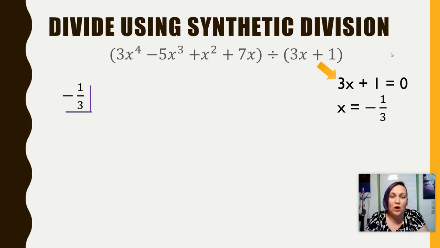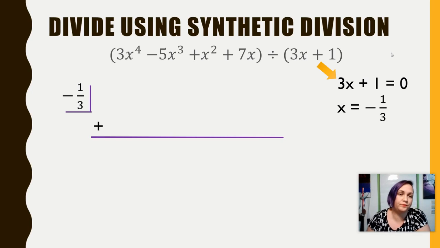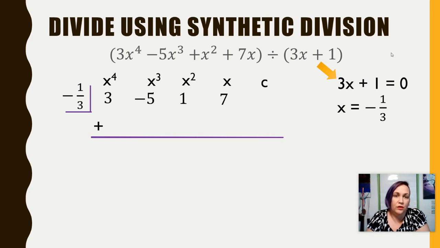Next, we're going to do all the coefficients from what we were dividing. So I'm going to start with my x to the 4th, which is a 3. And then I have my negative 5 for my x to the 3rd. I have an invisible 1 in front of my x squared. I have a 7 in front of my x. And then it is mandatory you have to have a constant, and this problem does not have a constant. So we did talk in the first video about if something was missing, you can put a placeholder of 0 there. So for my constant, I'm going to be putting the number 0.